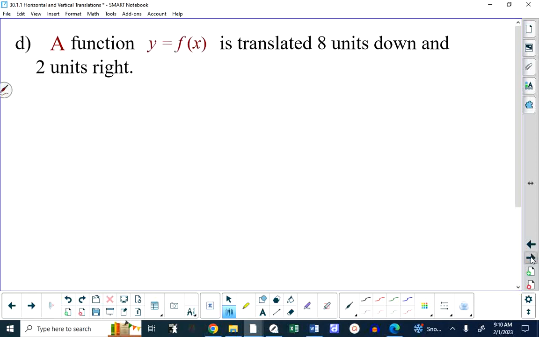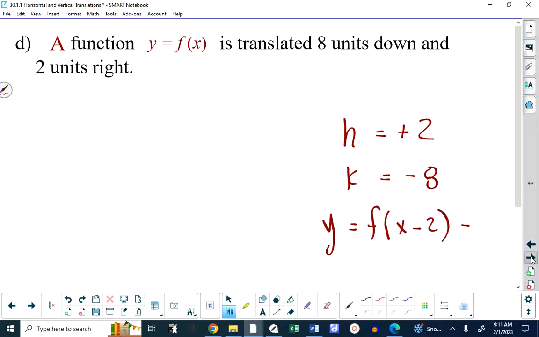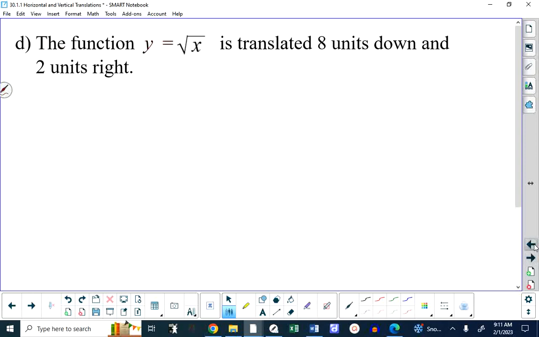What if I had y equals root x and I translated 8 units down and 2 units to the right? Well, again, just play along here for a minute. Let's imagine that it doesn't tell you the specific function. It just says a function. Y equals f of x is translated 8 units down, which means k is negative 8, and 2 units to the right, which means h is positive 2. And again, are we in agreement on that? Okay. Which would mean that the new function is y equals f of x minus 2 minus 8. Good? No problems.